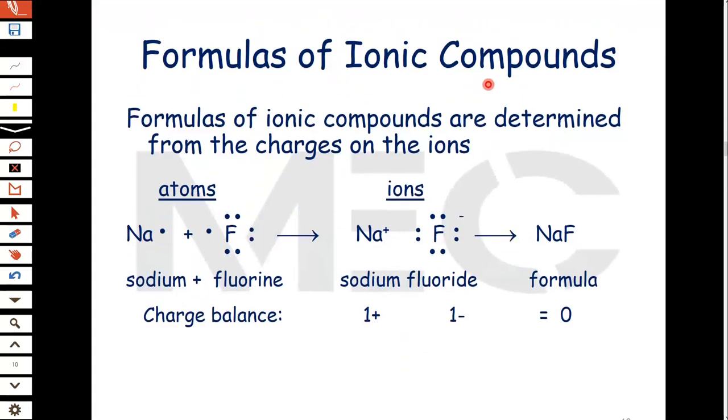Formula of ionic compounds. The formula of ionic compounds is determined from the charges on the ions. So sodium has 1 electron in the outermost shell. Fluorine has 7 electrons in the valence shell. That's why sodium loses one electron and fluorine gains one electron. Both of them will be stable like noble gases. So sodium ion and fluoride will form an ionic bond, and the formula of a unit will be NaF.